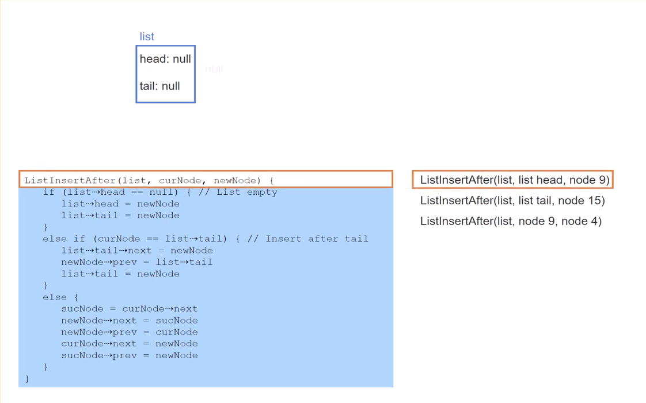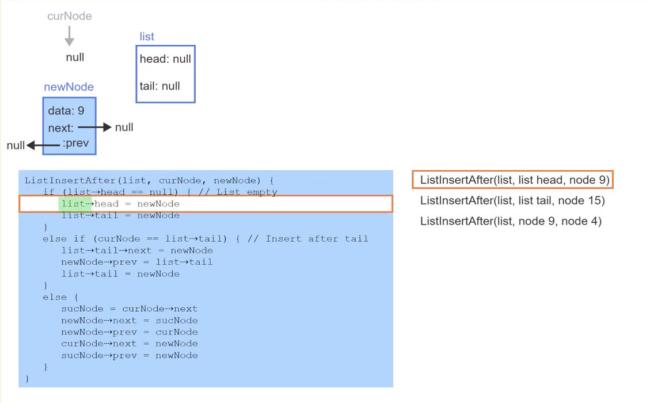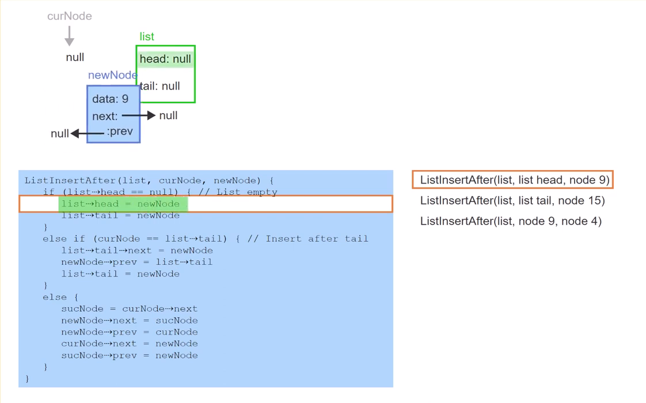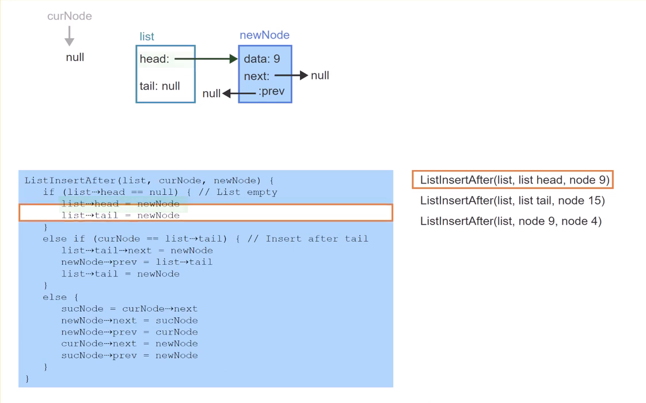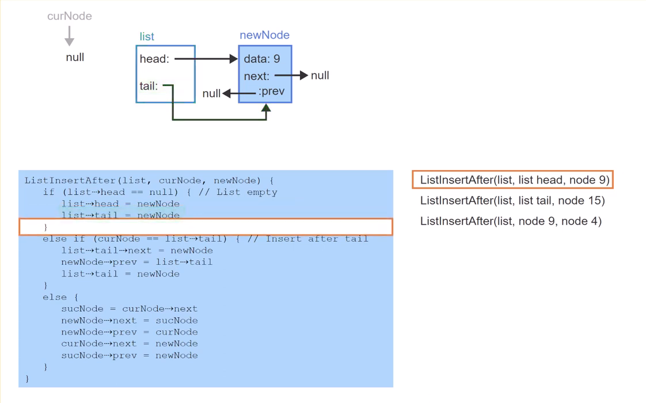We have an empty list. Executing the first line, the null is assigned to the current node. Executing the second line, assigning the head to the new node. Assigning the tail to the new node. And it's executing and skipping the rest of the code because the list was empty, just like in the previous videos. And let's see what happens next.